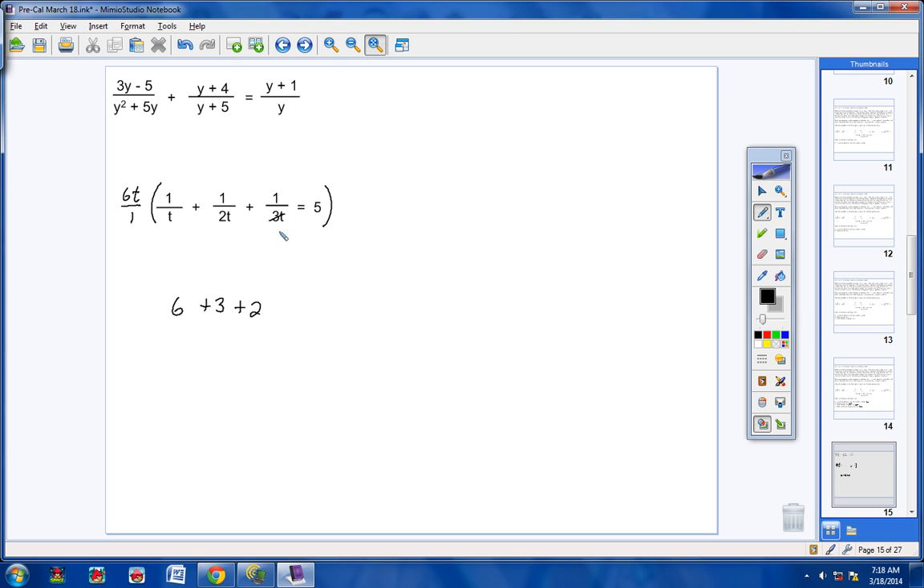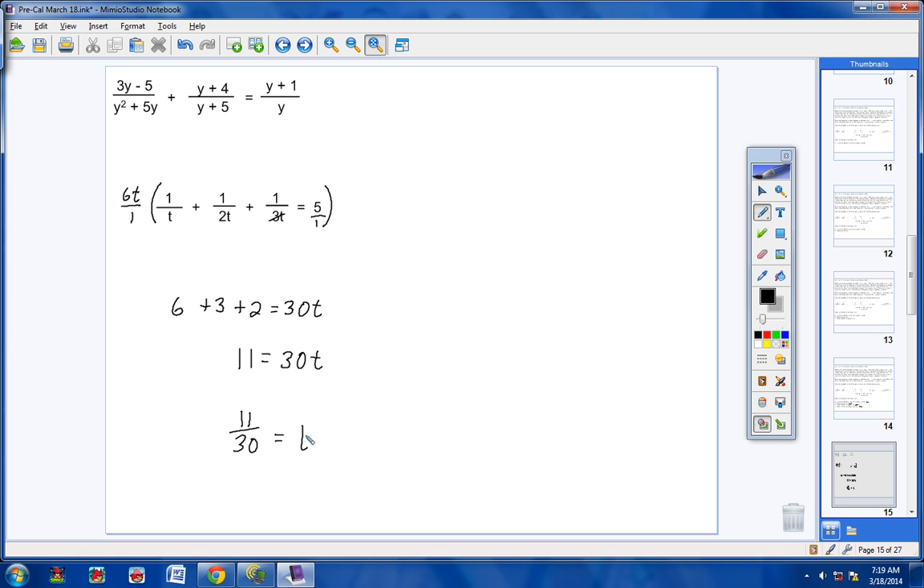Okay, now here's where a lot of students make a mistake. They forget to also multiply the fraction by everything, which means the right side over here too. And so 6t over 1 times 5 is going to give you, if you need to put the 5 over 1, feel free to, 6t times 5 would give you 30t over 1, or just 30t. And now we have really a simple equation to solve. We're left with 11 equals 30t. Divide both sides by 30, and your answer is 11 30ths.